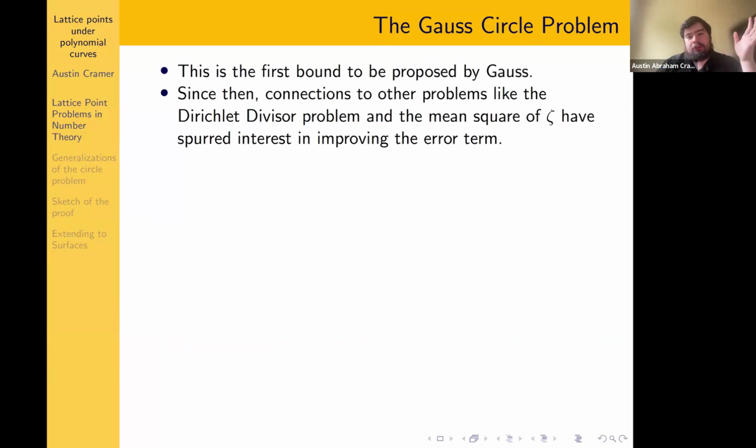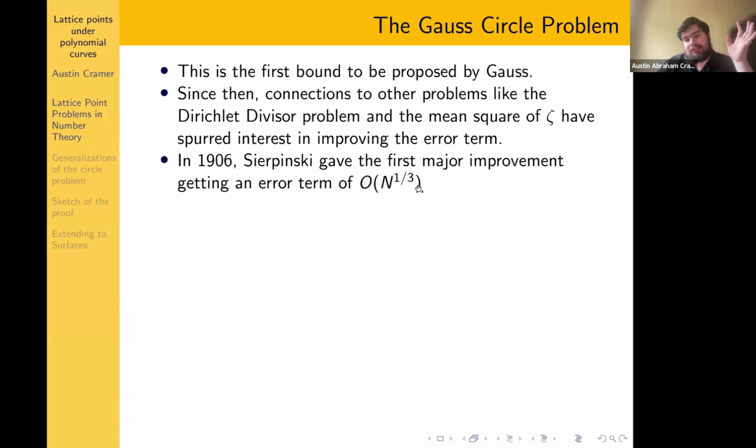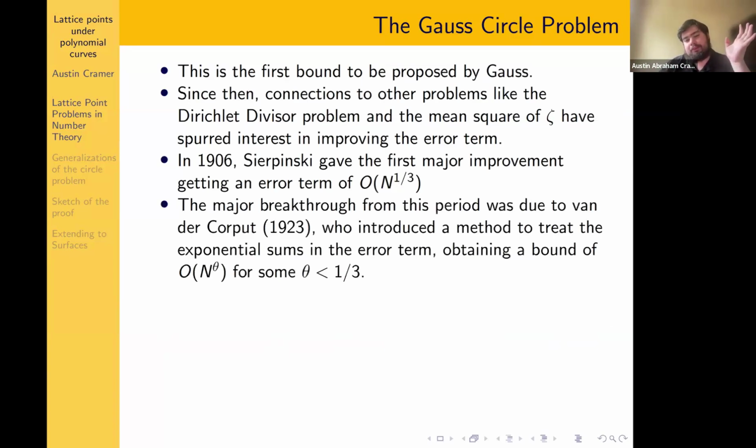Okay, so the first result on this was back in 1906. Sierpinski brought the error term down to big O of n to the 1/3. But at least as far as I can tell, the most influential paper from this era was due to van der Corput in 1923, who introduced his method for dealing with exponential sums that were showing up in the error term, and he got some power of n that was strictly less than a third. I don't believe he was able to actually give the power explicitly, but he got it less than a third.